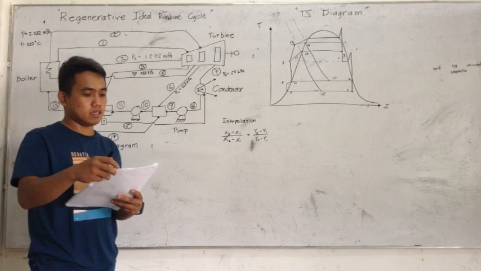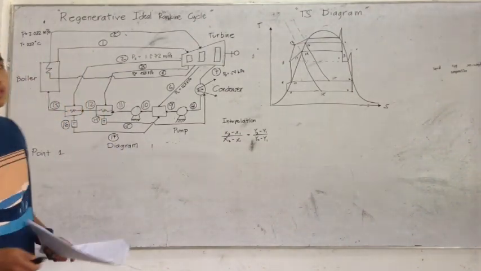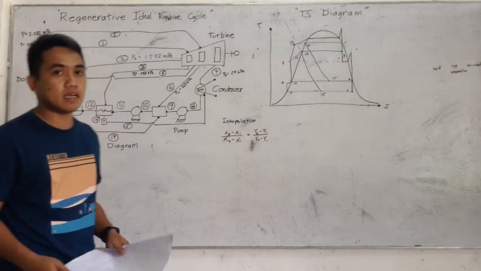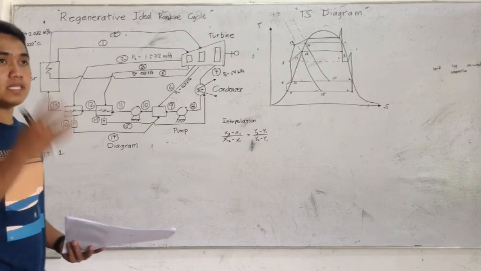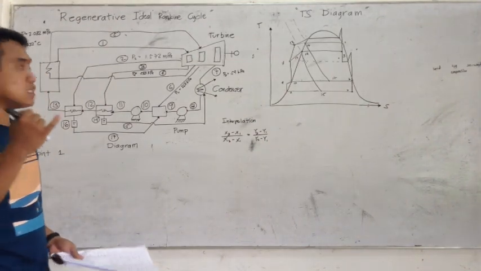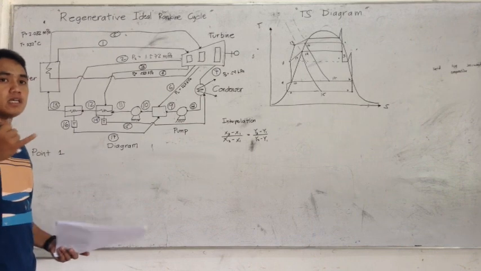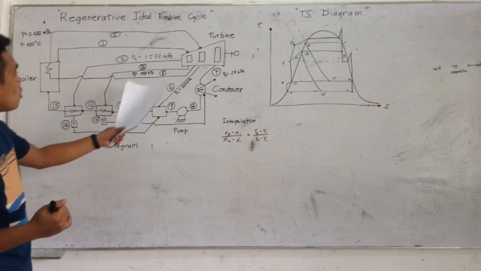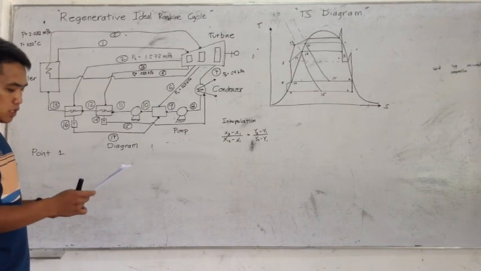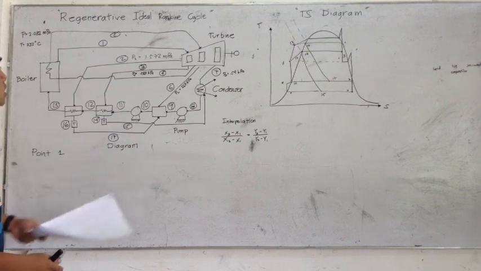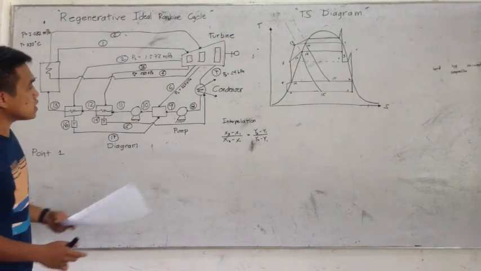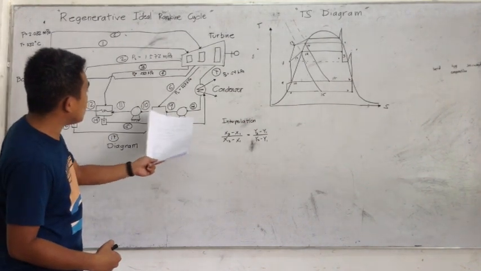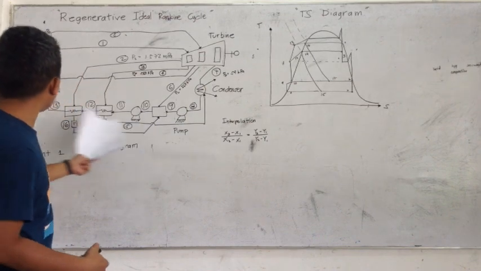Good day, everybody. Here we try to present and analyze the regenerative ideal Rankine cycle. In a Rankine cycle, there are four basic components. The first one is the boiler, which develops high energy and goes into the turbine. The turbine develops power and goes into the condenser. The purpose of the condenser is that the excess liquid water goes directly into the pump, which delivers it back to the boiler.